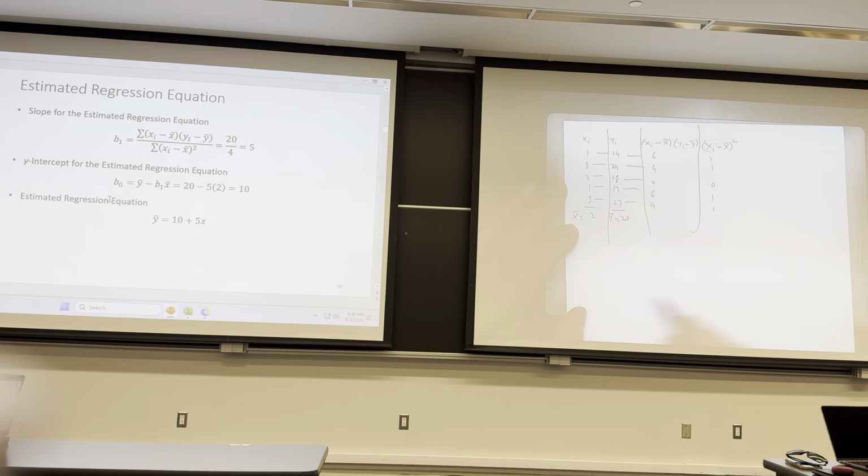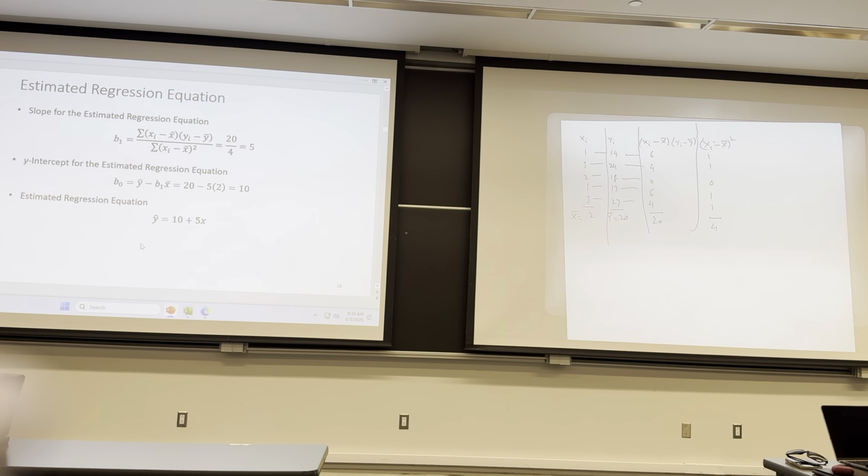Okay. So I have all this, so add them, and they are 4. And this, when I add it, is 20. So that's how I got these numbers. So these numbers I'm going to put over here. And I have my slope, and I have my intercept. Okay. So here is my regression equation. Y hat is equal to 10 plus 5x.